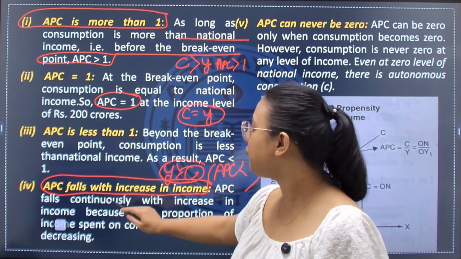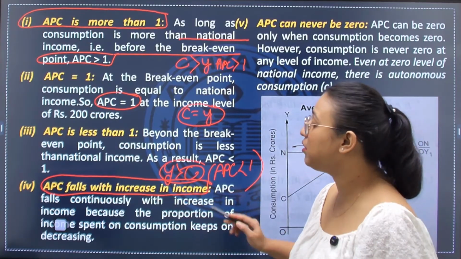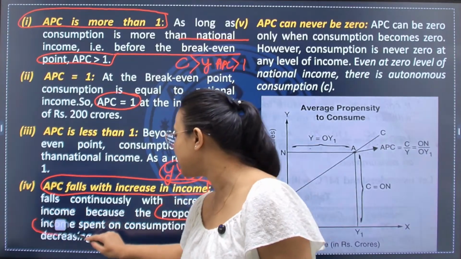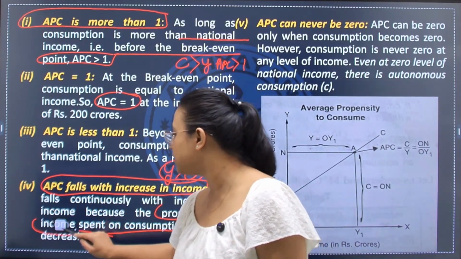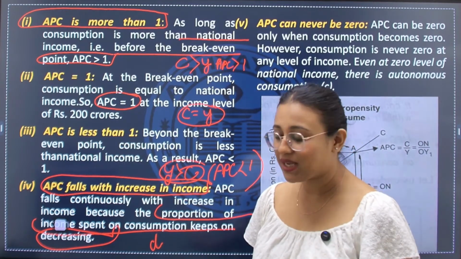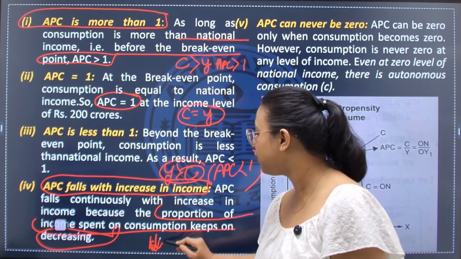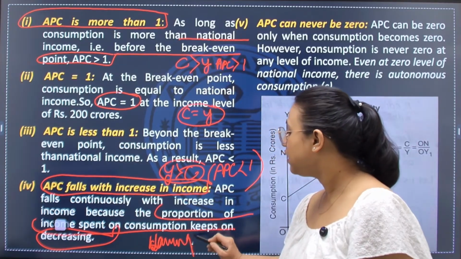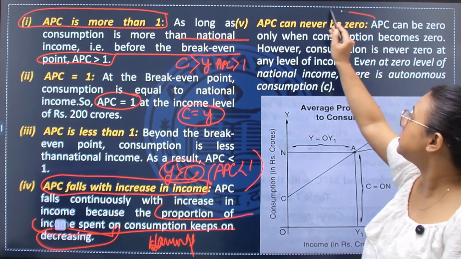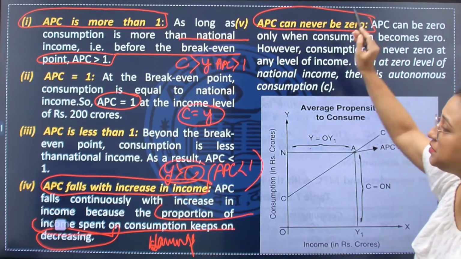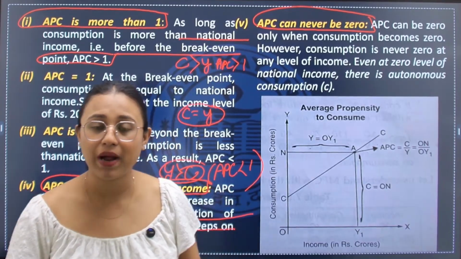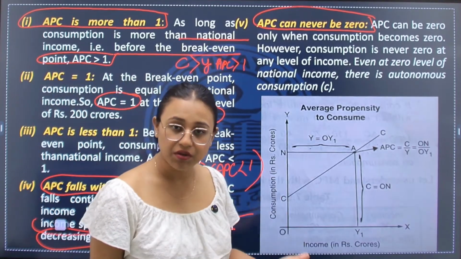Look, APC falls continuously with increase in income because, as I have already told you, the portion of income spent on consumption keeps on decreasing, because a portion of total income that is earned is also used for savings. But one thing must be remembered: APC can never be 0. Okay, APC falls when income increases because a part of increased income is also saved.